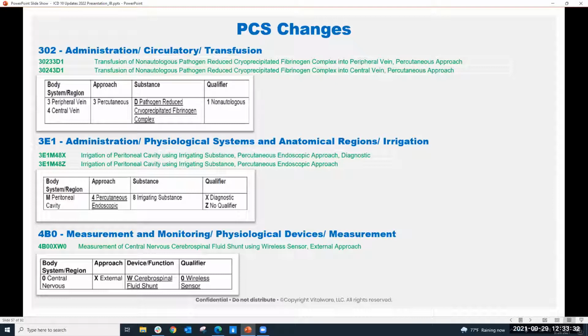Table 4B, measurement of physiological devices. This is a new code for cerebrospinal fluid shunt measurement using a wireless sensor. An example of this would be the use of a FlowSense, which is a wireless non-invasive thermal flow sensor.